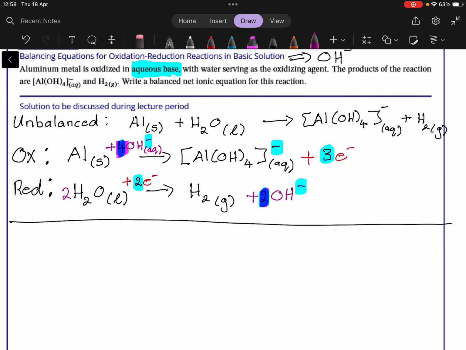So we have 3 and we have 2. The common denominator between 3 and 2 is 6. So in other words, we multiply this equation with 6 divided by 3, which is commonly known as 2. And we multiply this equation by 6 divided by 2, which is known as 3. And then we sum them.